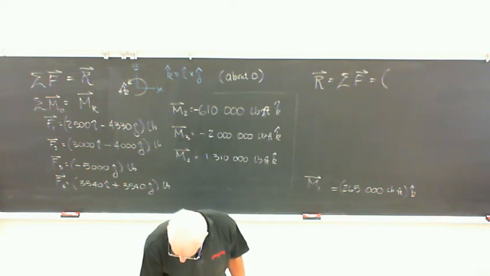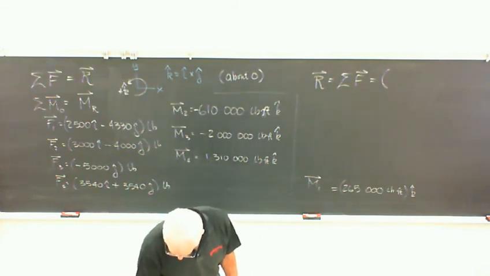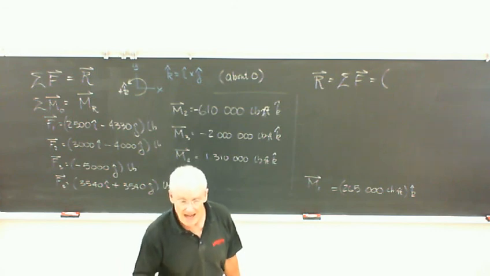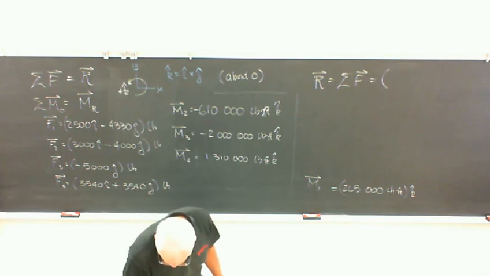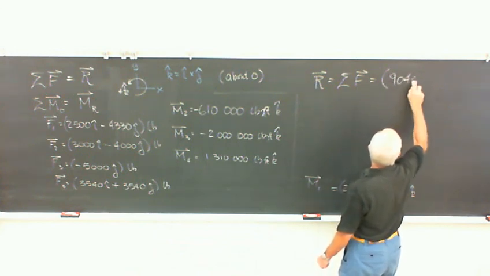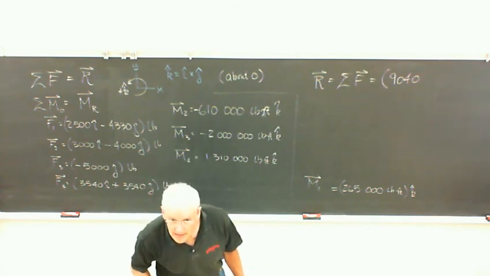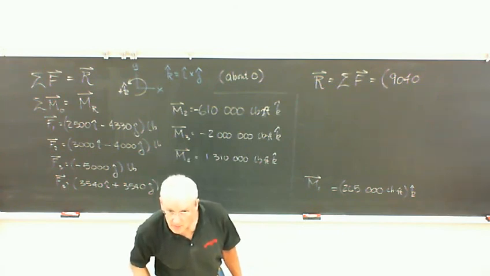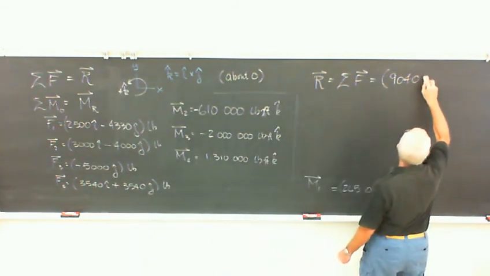So now we have the resultant force, the total force exerted by the four tugs, and this will give us the direction and magnitude of the super tug. BJ? It's 9,045 pound I-hat minus 9,787 pound J-hat, give or take. I mean, ish. 9040, and minus on the second one? Yes, sir. Minus 9790 is what I have now.